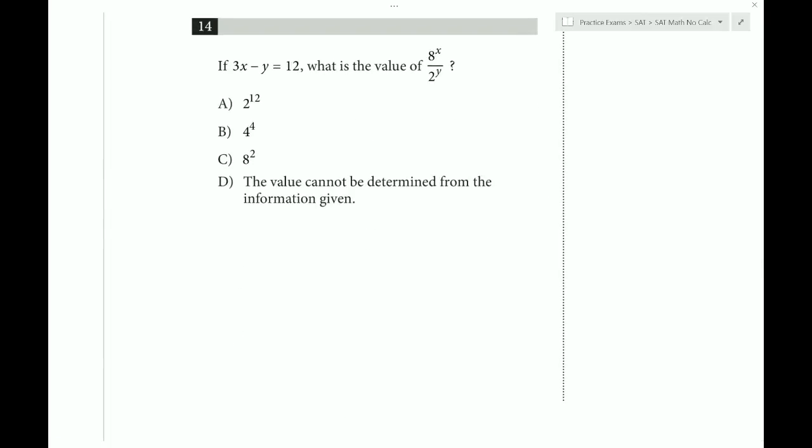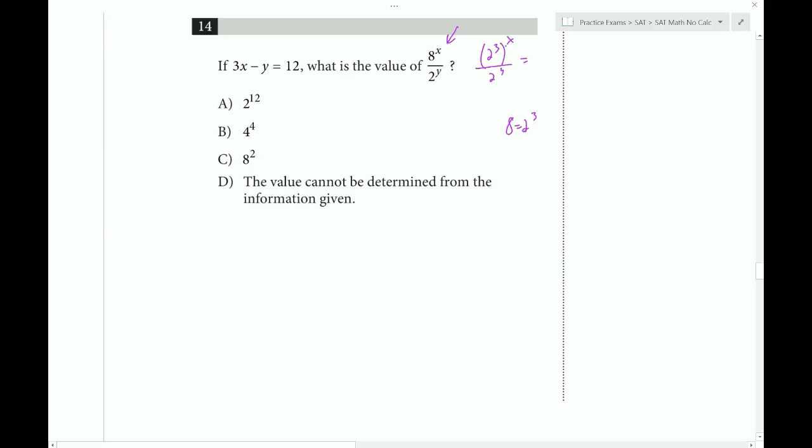All right, 14 is next. 3x minus y equals 12. What is the value of 8 to the x over 2 to the y? So the first thing I notice is that I might be able to rewrite this in terms of a power of 2. So I might write it as, since 8 is equal to 2 to the third power, I would write it as 2 to the third power to the x over 2 to the y.